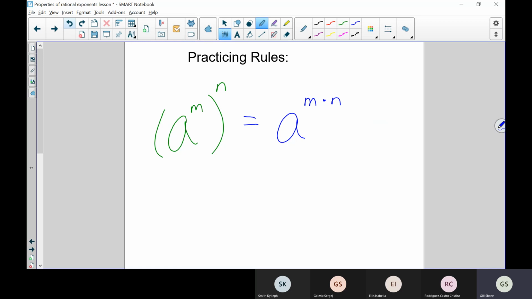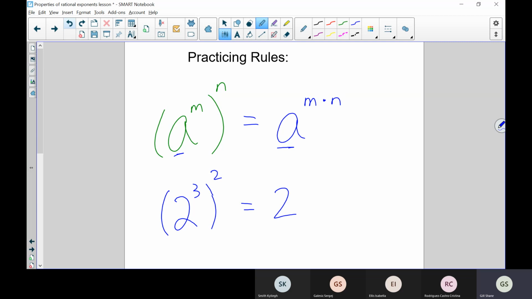So let's do an example. If I have 2 squared, and then if I raise that to the 3rd power, there. If I have that problem right there, it's telling me the answer is, again, the base number is always the same. So I write down the 2. That's the a. a stays a.